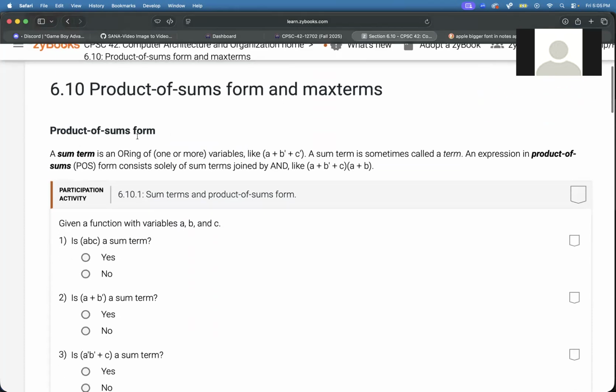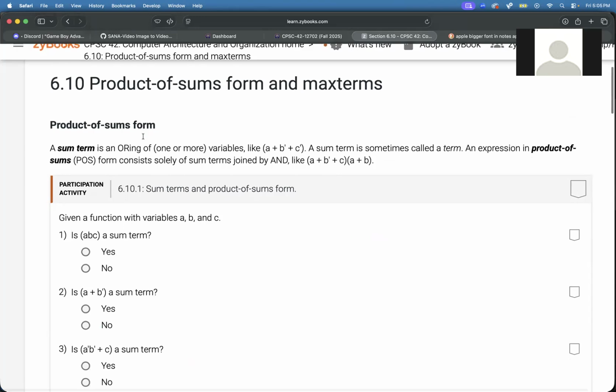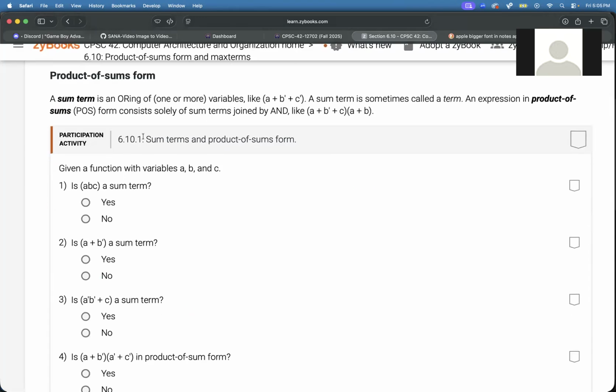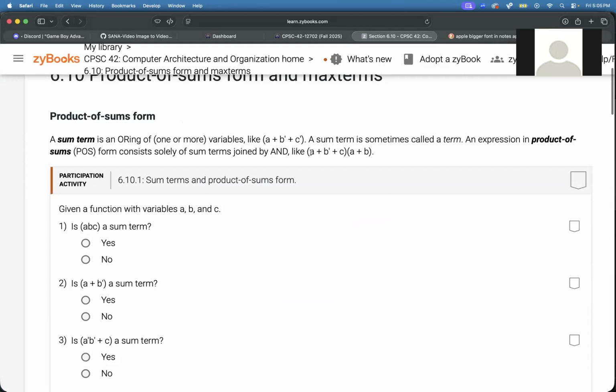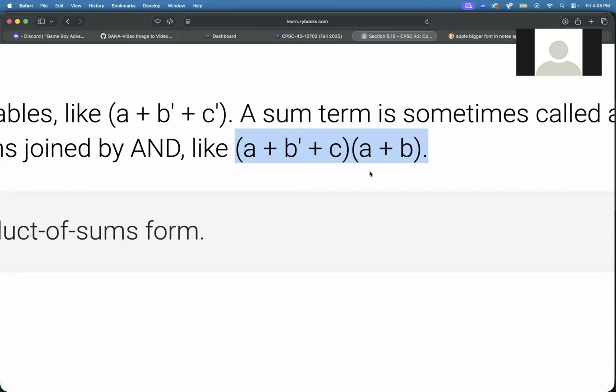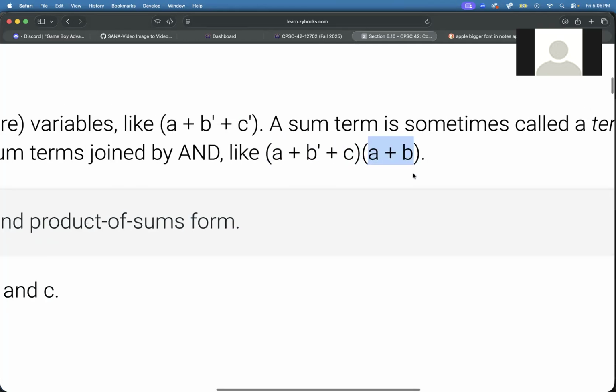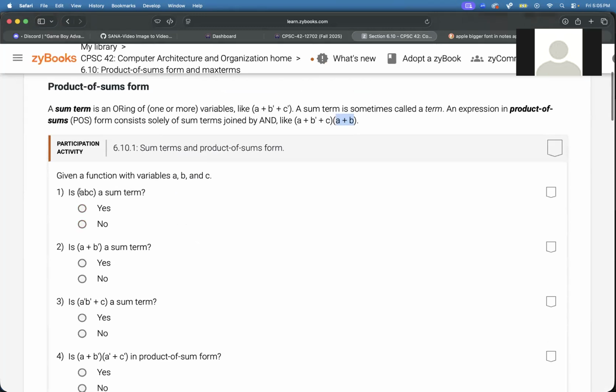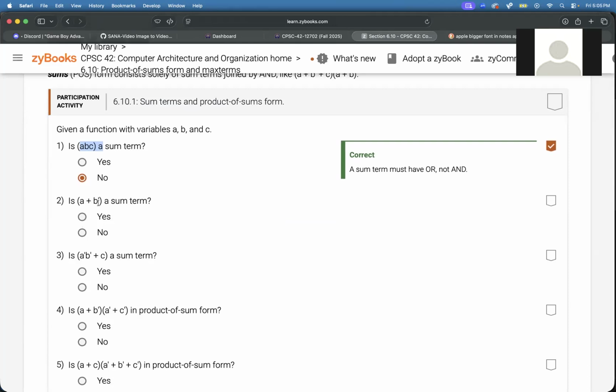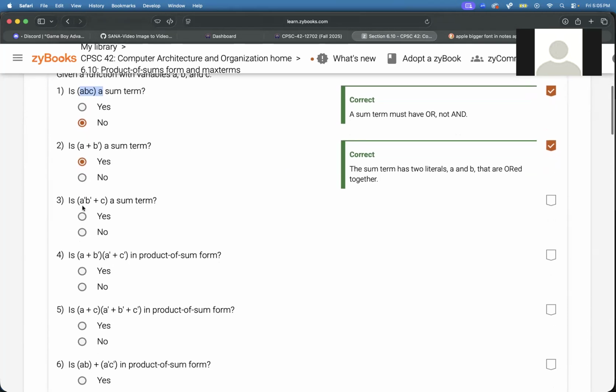Product of sums. We don't really use this, but we did sum of products before. This would be a product of sums. Each individual term here is a sum, and they're a product of those. So is ABC a sum? No, that's a product. Is A plus not B a sum? Yeah. Is A not B plus C a sum? No, it's a mix, right? Product and sums.